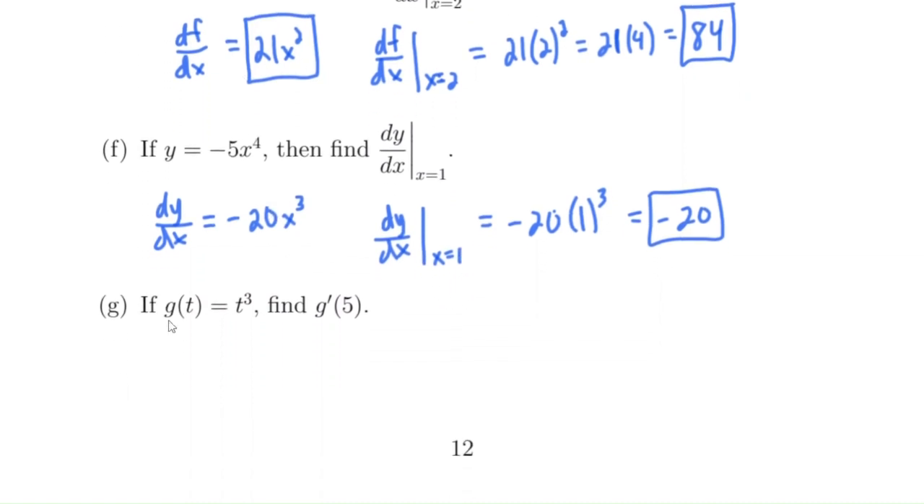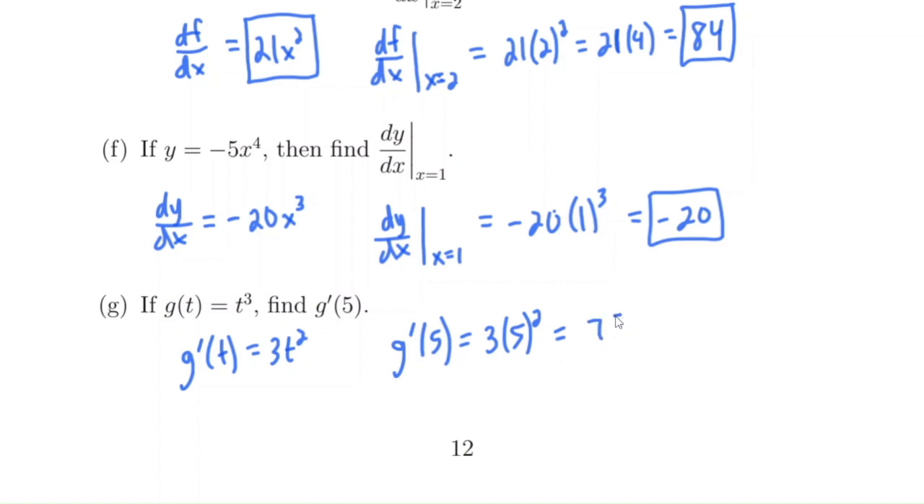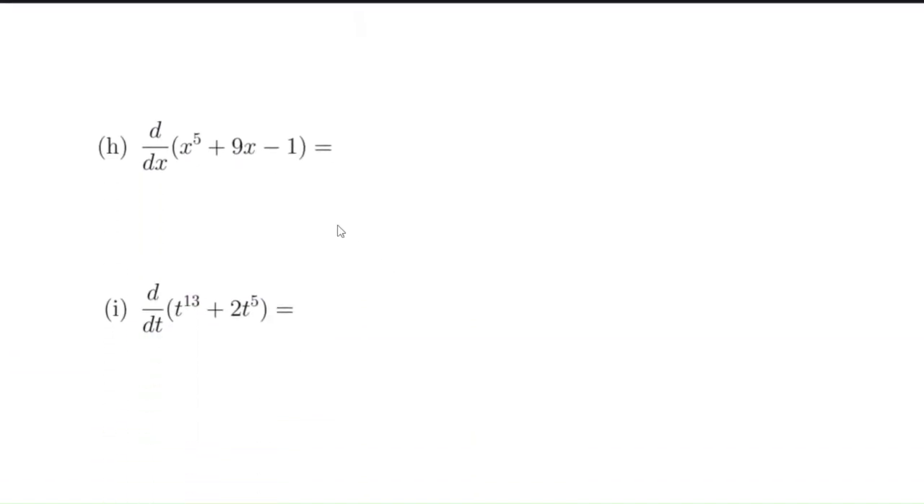Okay, what about if g of t equals t cubed, what's g prime of 5? Well, g prime of t would be 3t squared. So what's g prime of 5? Well, g prime of 5 would be 3 times 5 squared, which would be 3 times 25, which would be 75. Okay, so that's g prime of 5. I know I'm going through this kind of fast, but I'm just trying to get through the notation, understand the notation.